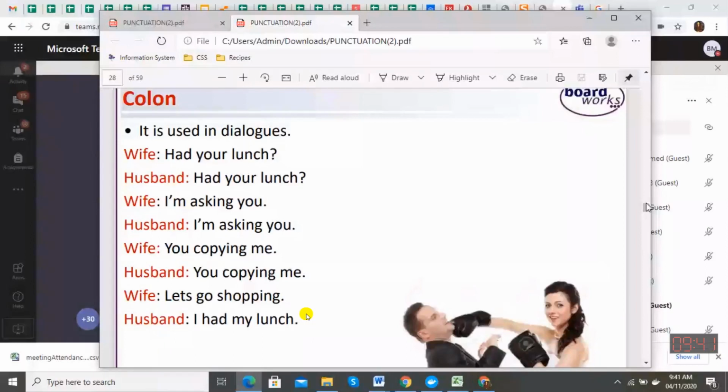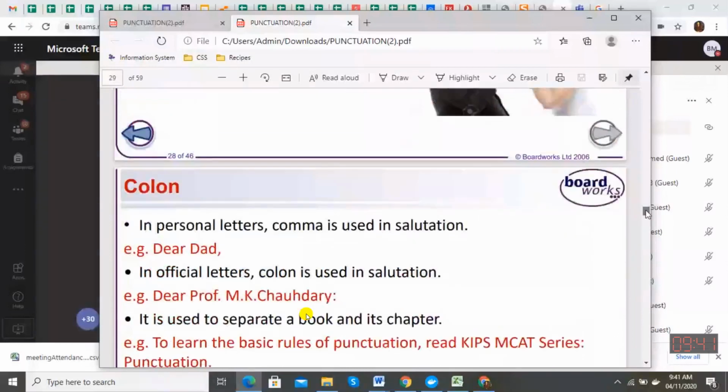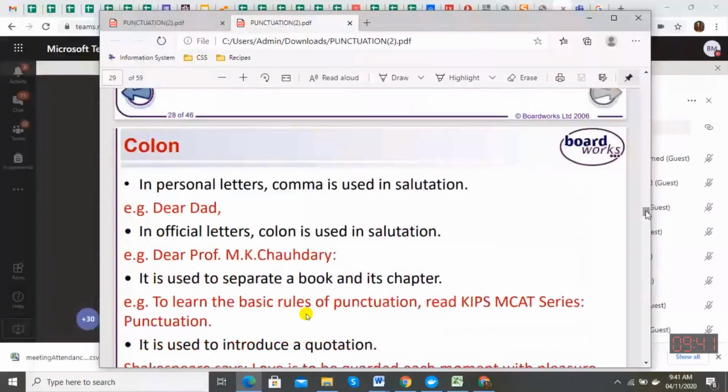So it is used in dialogues whenever you write down the dialogue activity. Other usage is you use colon when you write personal letters and you write down the greetings or salutation. Salutation is the greeting, like for instance, dear sir, respected madam, honorable sir. This is called salutation. So when you write down the salutation in the letter, you add comma when you write a personal letter.